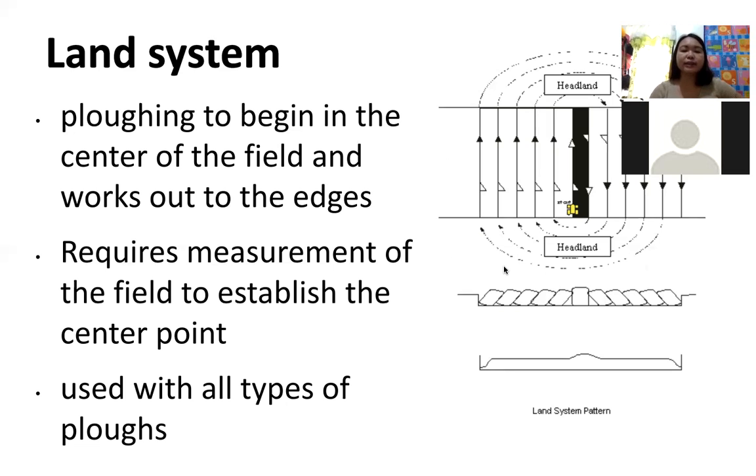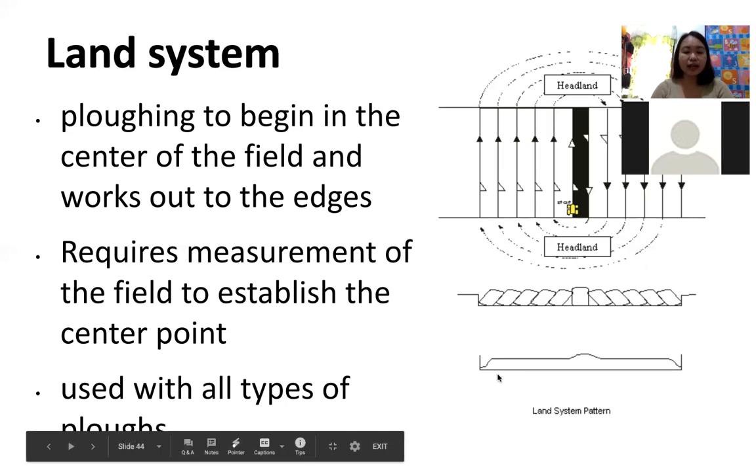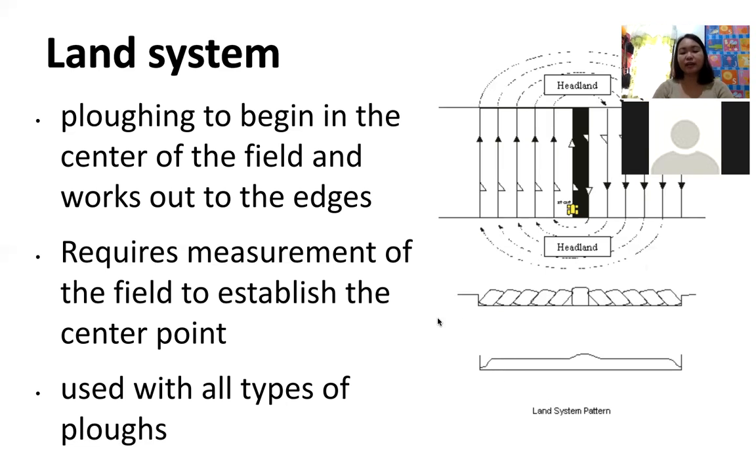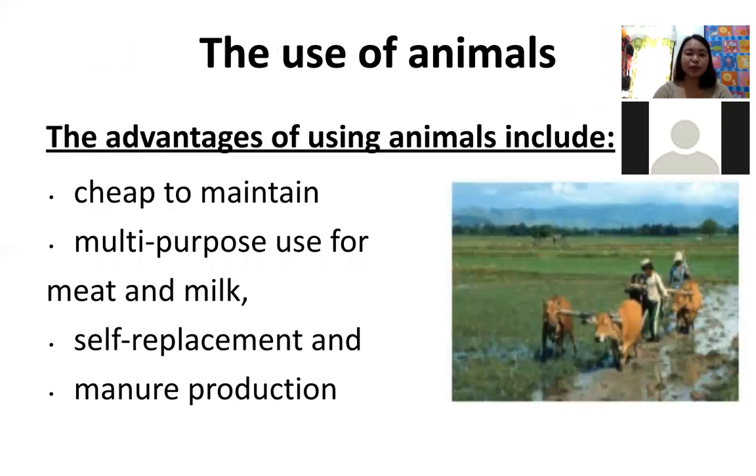This requires measurement of the field to establish the center point. Unlike the circuitous pattern, where you can immediately start anywhere at the outer edge, here you need to identify first which is the center. It is used with all types of plows, whether moldboard or a cultivator, whatever. So that's the land system.